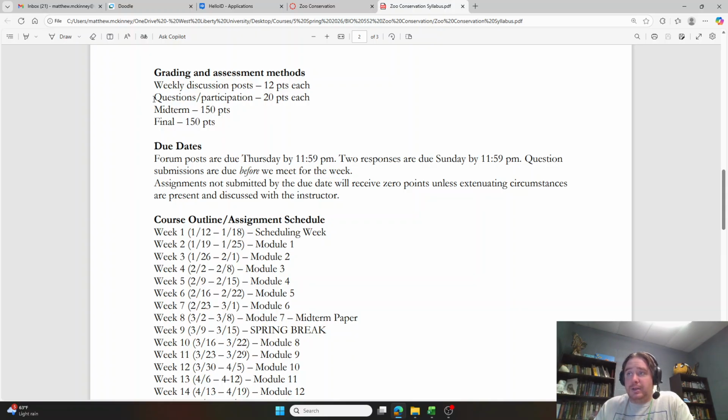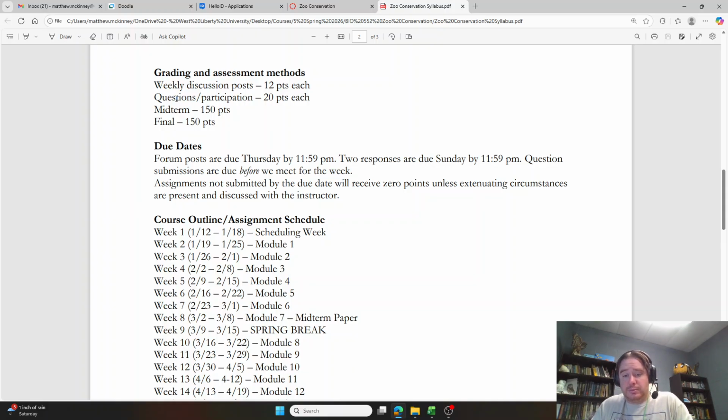The combined questions and contribution to participation is worth 20 points every week. That adds up to be a very significant number of points, more than either the midterm or the final over the course of the semester. This is the thing I care the most about, is meaningful participation. So what is meaningful participation?